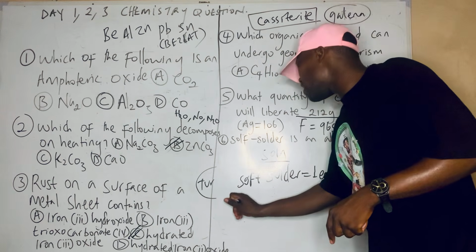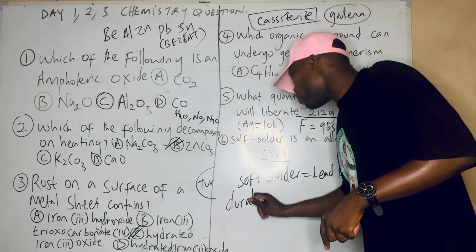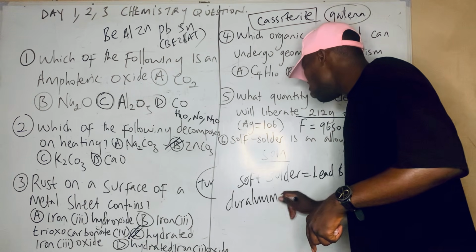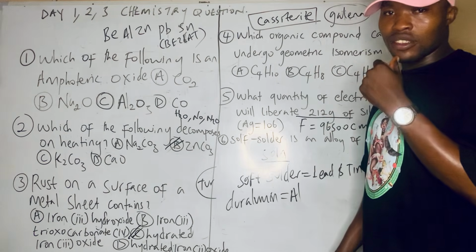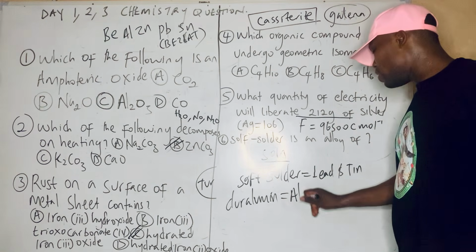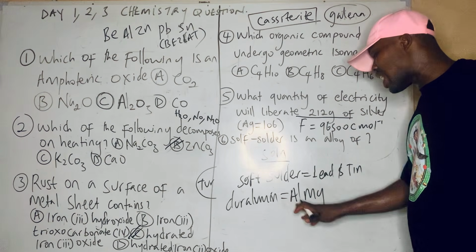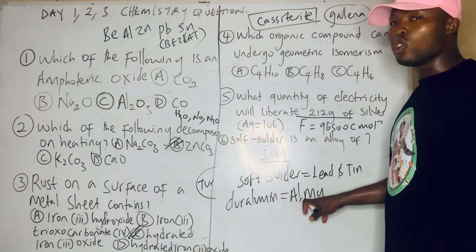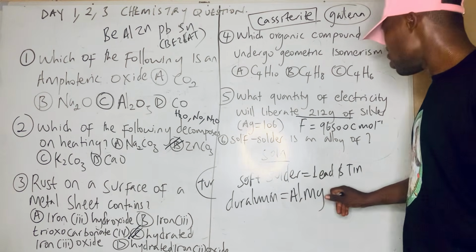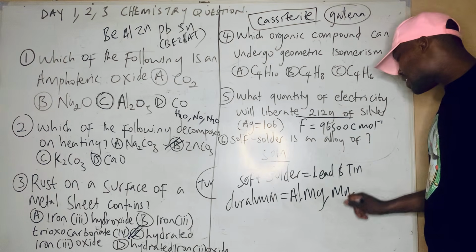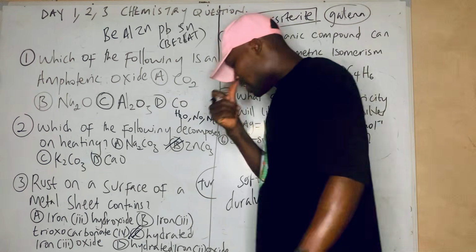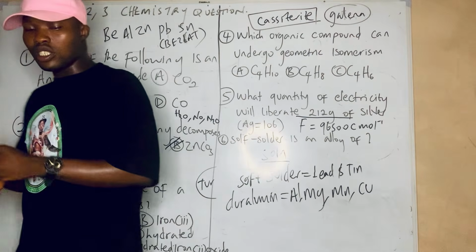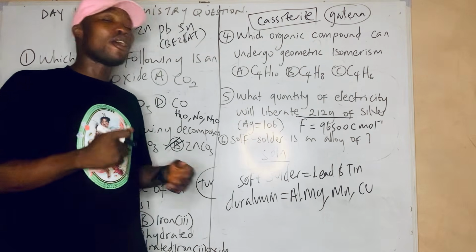Yes, another alloy that the UTME body loves very well is duralumin. Duralumin is used to make aeroplane parts because it contains aluminium, which is light and resistant to corrosion. So duralumin is an alloy that is resistant to corrosion. It's an alloy of aluminium, magnesium, manganese, and copper. Duralumin is light and resistant to corrosion. So that's why it's used to make parts.